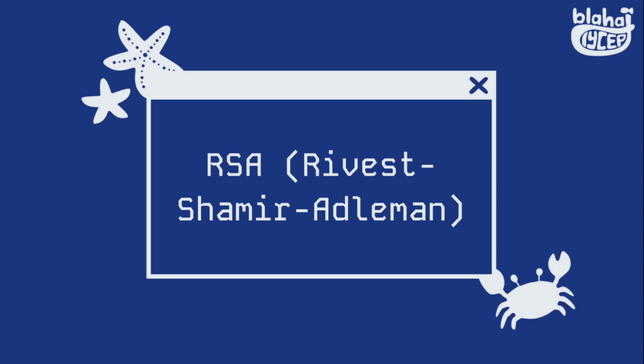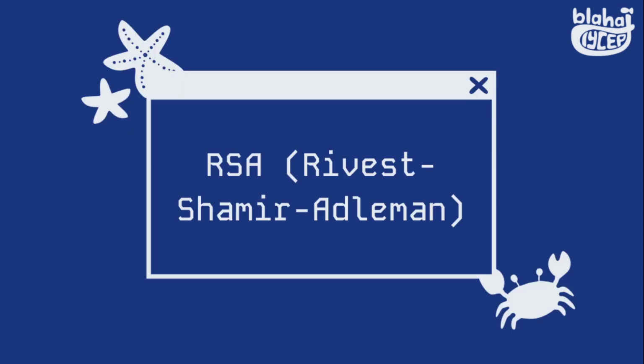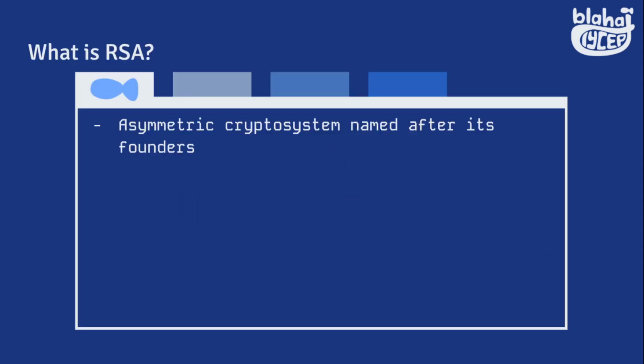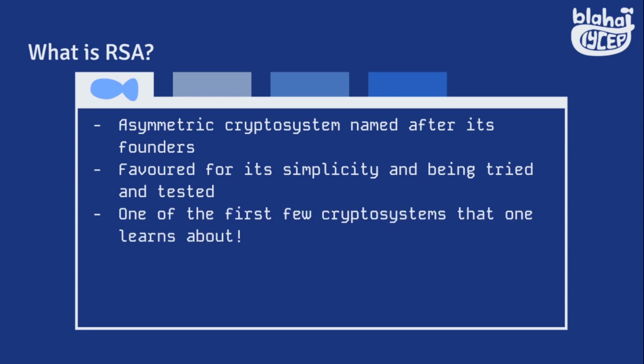Okay, so now that we finished modular arithmetic, we're going to be going on to RSA, or Rivest-Shamir-Adleman, which is three surnames. So RSA is an asymmetric crypto system named after its founders. It was founded by Rivest, Shamir and Adleman. It's favored for its simplicity, which is also one of the reasons why it's one of the first, if not the first, crypto systems that one learns about.